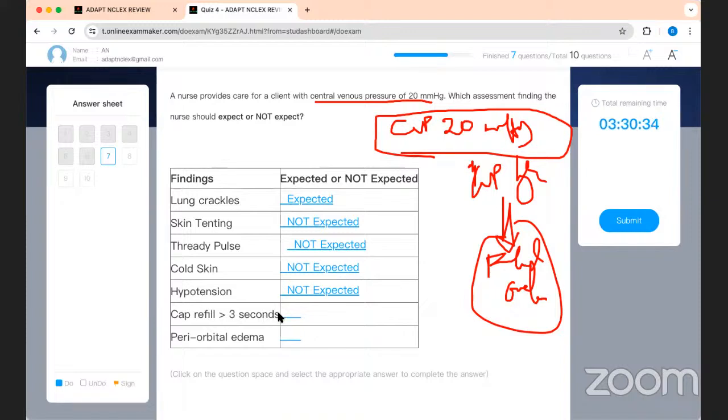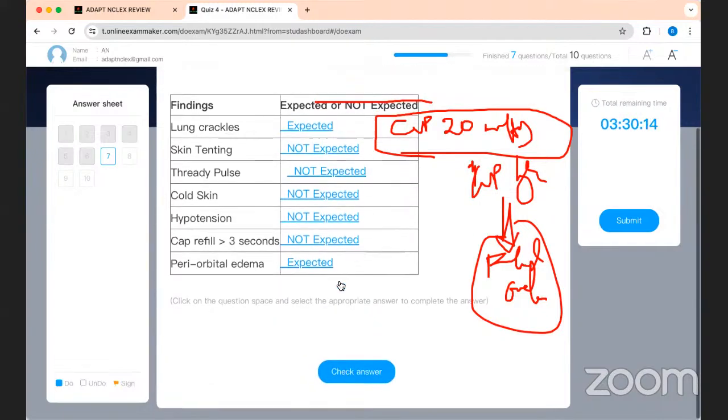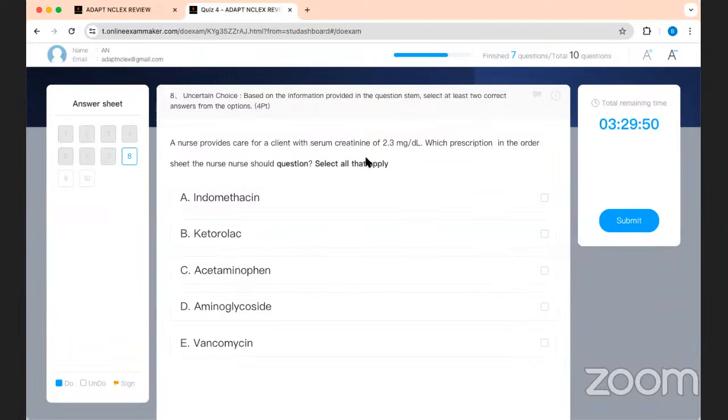What do you think? That means there's less blood flow. It's not expected. Periorbital edema. Your face is going to swell. So this is an expected finding. What did I do? I took the content, fundamentals, fluid management, and I just created a question to test your brain and your knowledge. That's all. That's the question. This is the same thing.